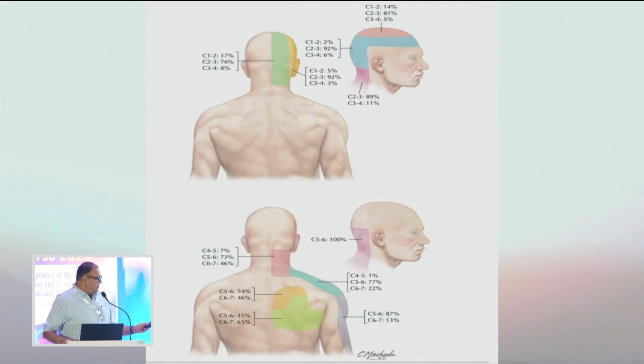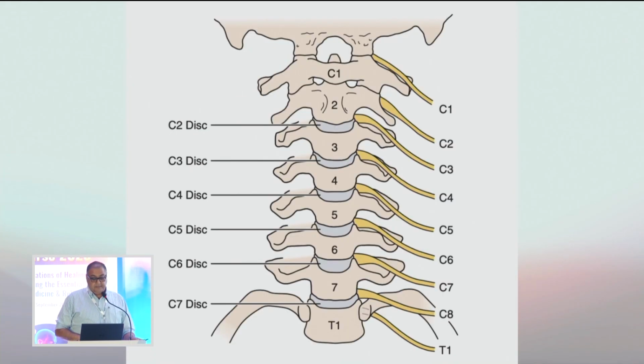Similarly, the same kind of diagram. People will always put their hand here and say, "Here there is a lot of pain," probably because of C2, C3. Pain on the top of the head is very common in old age because of C1, C2 arthritis. And we all know we have seven cervical vertebrae, but eight roots.